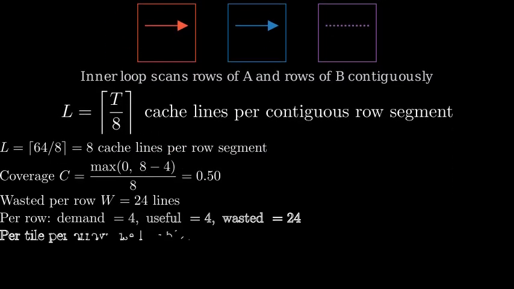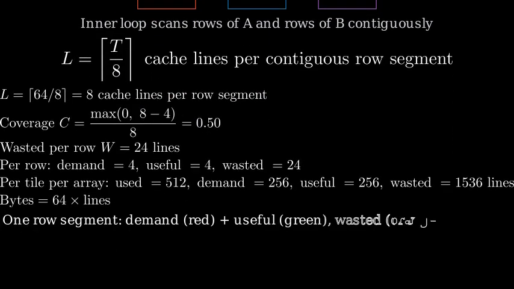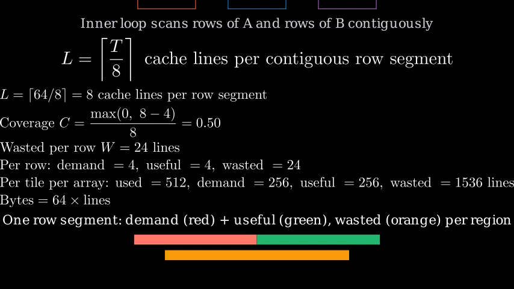Let us start with T equals 64. Then L equals ceiling of 64 divided by 8, which is 8. Coverage per row segment is (8 minus 4) over 8, which is 1/2 or 50%. Wasted per row segment is 32 minus 8 equals 24 cache lines per row: 4 demand lines, 4 useful prefetched lines, and 24 wasted lines.